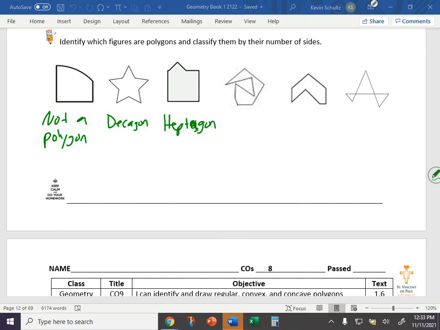Heptagon. Hexagon? No, heptagon. Actually, hexagon might be acceptable too. Hexagon's fine. I think you're actually right. It's hepta or hexa. Maybe I'm combining septa and hexa in my head, but yeah.